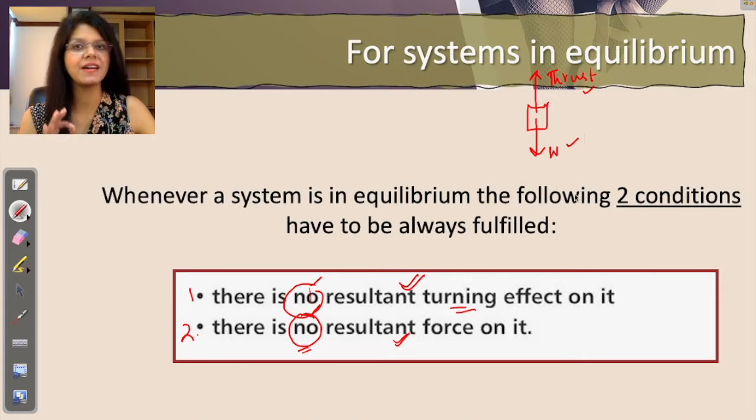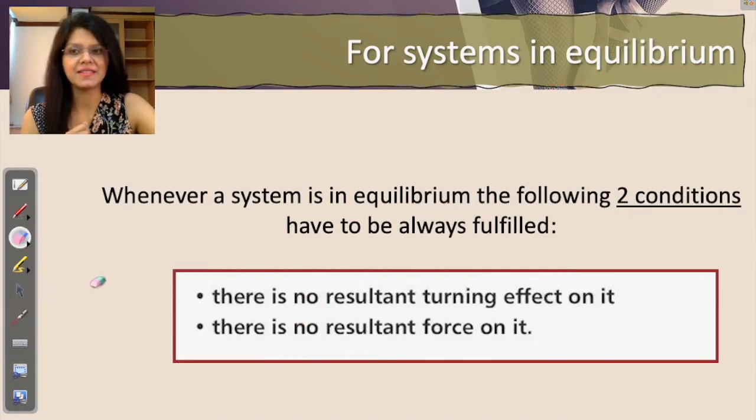This is what we are trying to explain here. Whenever there is an object or any body in equilibrium, it is not turning. You can see it with your own eyes. It is static, not turning. It is not moving. So the turning effect is 0. There are forces acting on the object, but the resultant of all the forces is 0. Let us understand it with the help of an example.